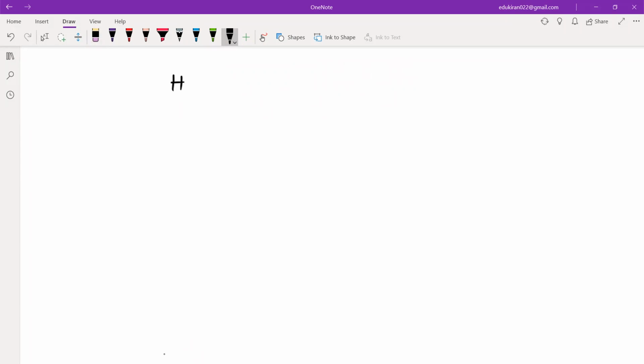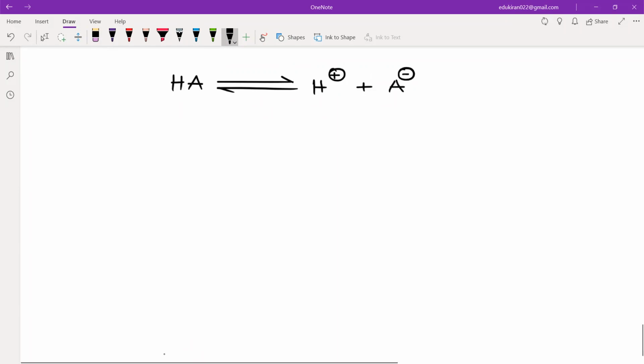A weak acid will have an equilibrium between the dissociated acid and the undissociated acid, which will be like this: HA in equilibrium with H plus and A negative. Yes or no, guys? Any problem here? No, sir, no problem. Okay.